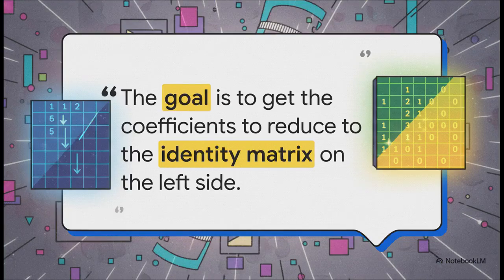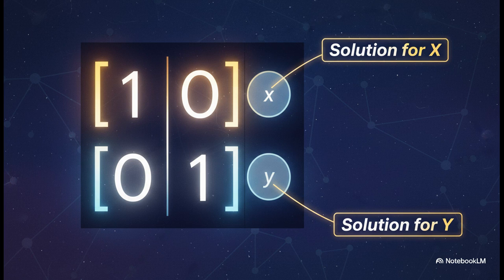This right here, this is our prime directive. The whole point of the game is to transform the left side of our matrix, the part with the coefficients, into this very specific, very simple form. It's called the identity matrix. And this is what we're aiming for. This is the goal. We're going to manipulate our matrix until the left side looks exactly like this, a diagonal of 1s and 0s everywhere else.